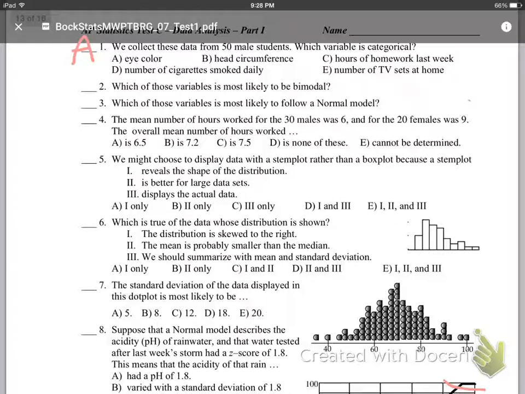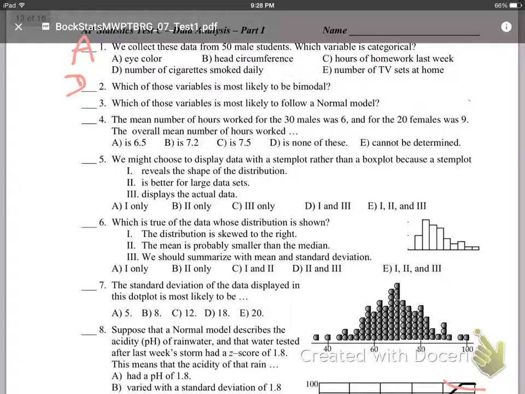The answer is D, and it's because of cigarettes. You get the people who smoke a lot and people who don't smoke a lot. That's my only guess. I never smoked. I don't know. So anyway, D. Anyway, 1 and 2, those kind of questions will not be on our test.